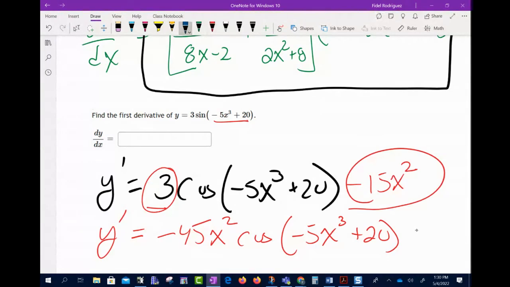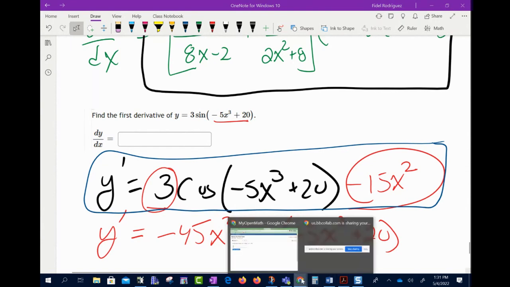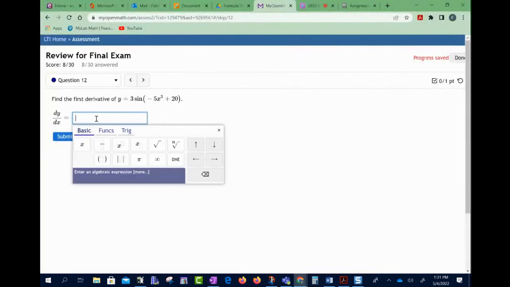But I would venture to guess that even MyOpenMath would be okay with you just entering that as you see it. I don't think they're going to be that picky. I would probably put those together just because I'm a math teacher and that's what I do. But I'm actually going to enter it just like this, as I see it, and I'm pretty confident it's going to say you're good.